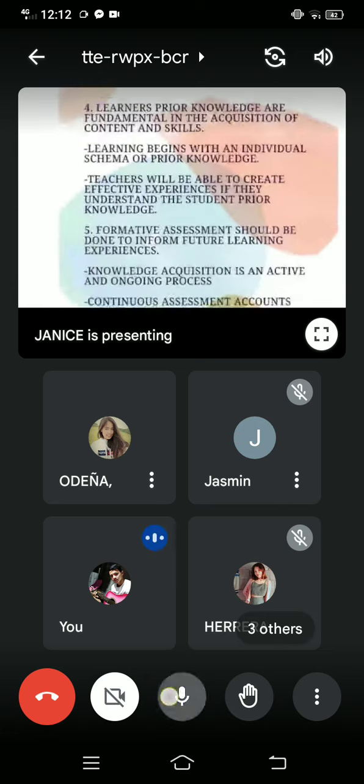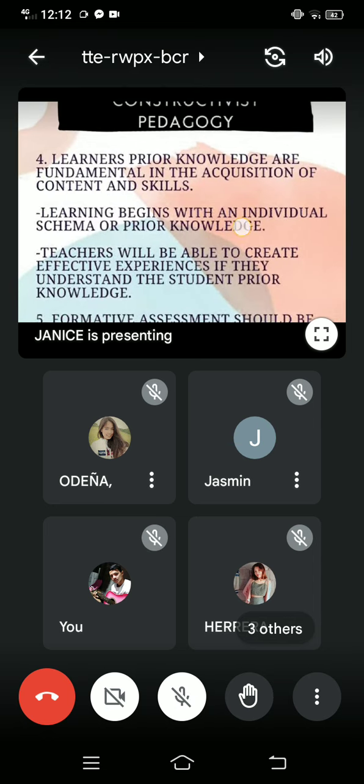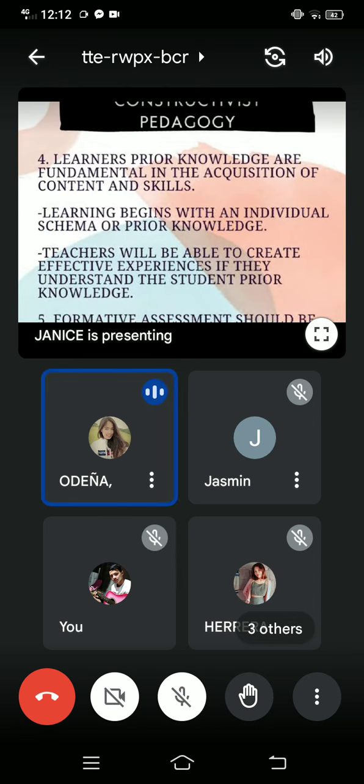So na. Wait lang, balik ka po sa number 3.